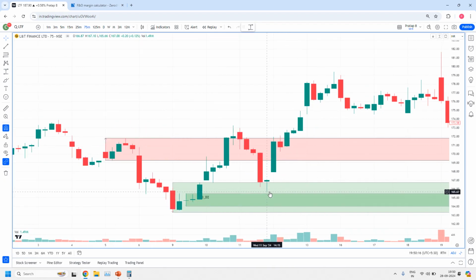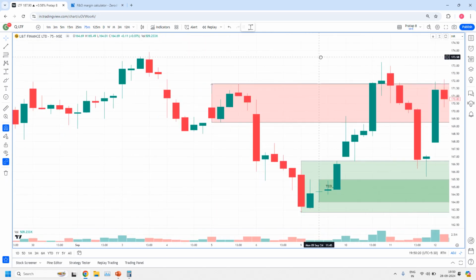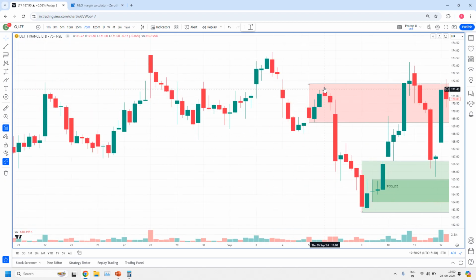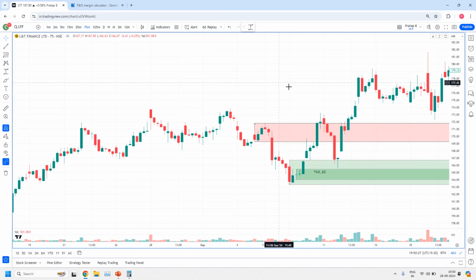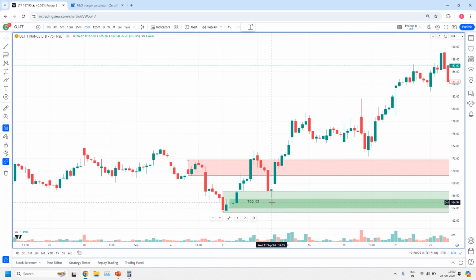Maybe with a small entry buffer, your trade would have been executed here, by adding a small entry buffer. See, many times TCO zones are very powerful.